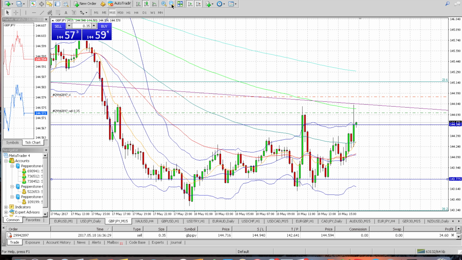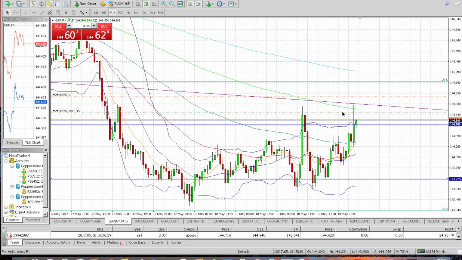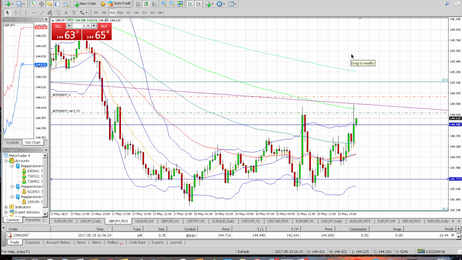At first, when you look at the chart, it's kind of a mixture. It's kind of difficult to figure out where price is going next. This trade I took because at this place there's a seller zone. You can see this in another video I've made today.